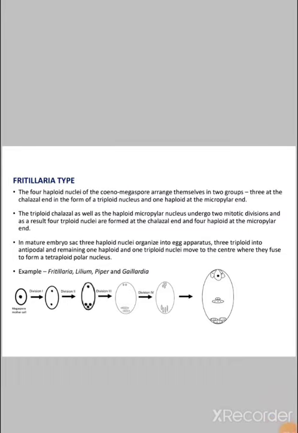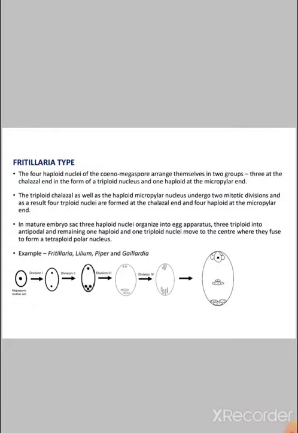Fritillaria type. The 4 haploid nuclei of the coenomegaspore arrange themselves in 2 groups, 3 at the chalazal end, which fuse to form a triploid nucleus, and 1 haploid at the micropylar end. The triploid chalazal nucleus as well as the haploid micropylar nucleus undergo 2 mitotic divisions, and as a result 4 triploid nuclei are formed at the chalazal end and 4 haploid at the micropylar end.